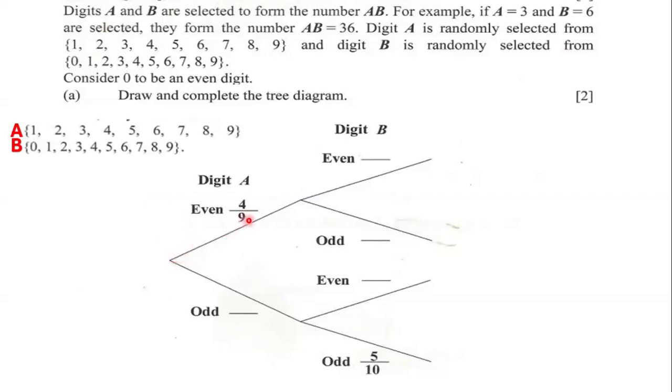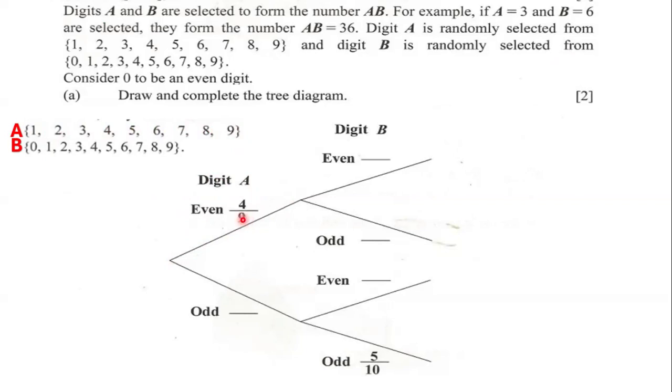if we want digit A to be an even number, what is the probability that digit A is going to be an even number? Well, let's count how many numbers are in set A. So there are 1, 2, 3, 4, 5, 6, 7, 8, 9 digits in set A. So there are 9 possibilities, right? So there are 9 digits to choose from. So we're going to put 9 at the bottom.